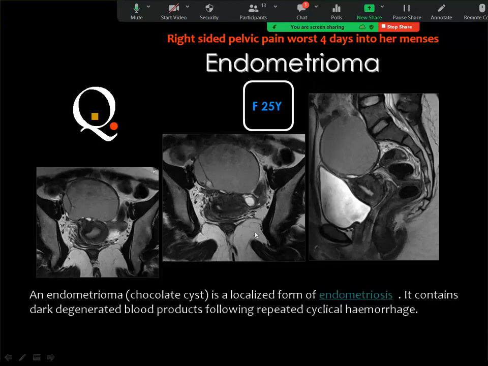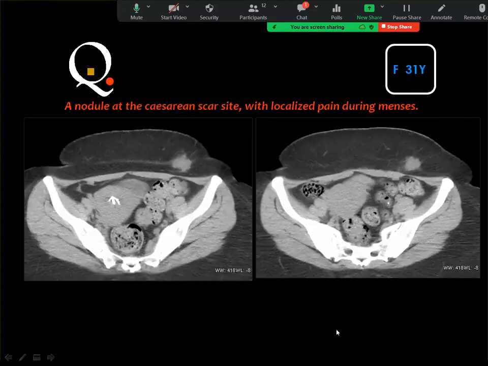You see that there is a shading effect of the lesion in the ovary compared to the bright signal in the urinary bladder, as well as the bright signal in the endometrium. And this is what we call the shading effect, which is one of the characteristic findings of endometrioma.